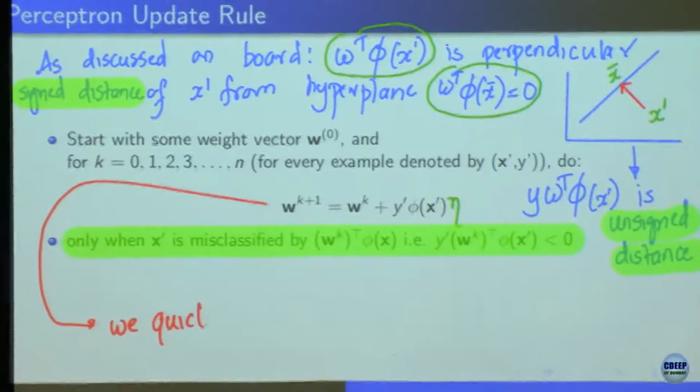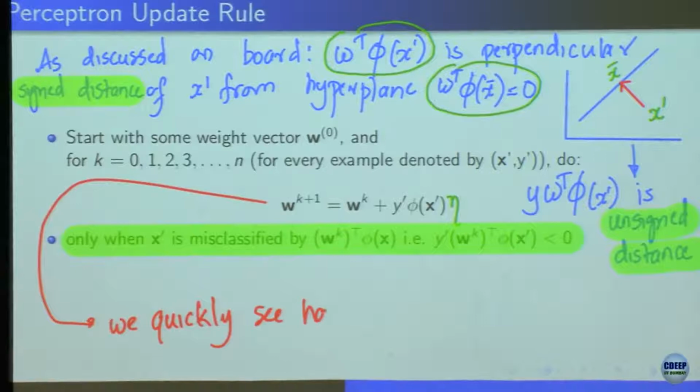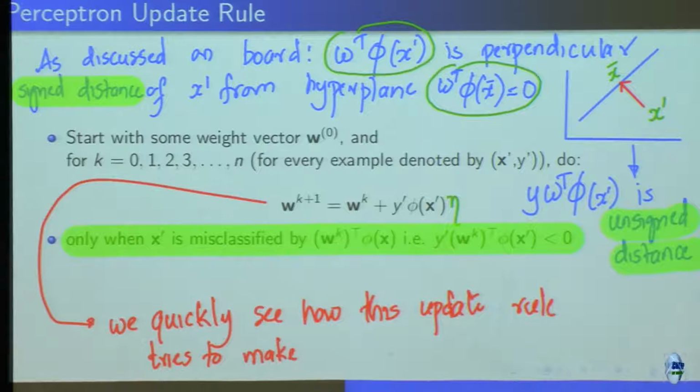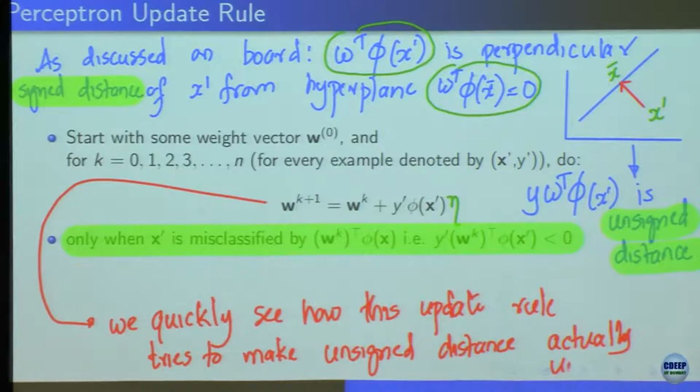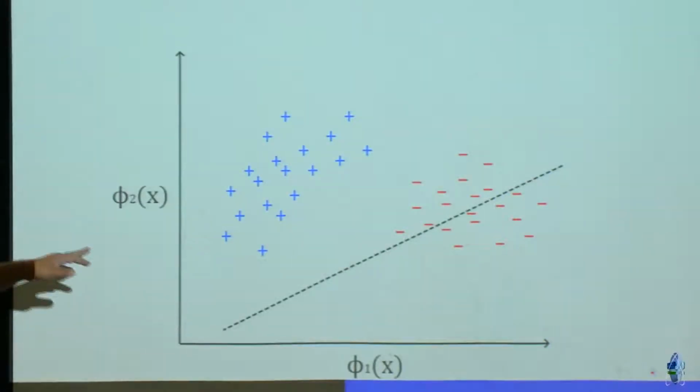So we quickly see how this update rule tries to make, I won't say it makes, but tries to make the unsigned distance actually unsigned. Okay. So let's just see this action.